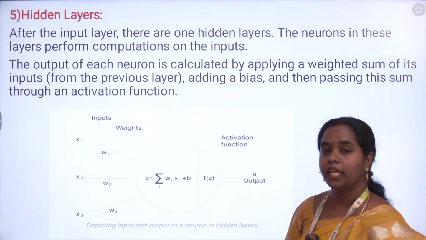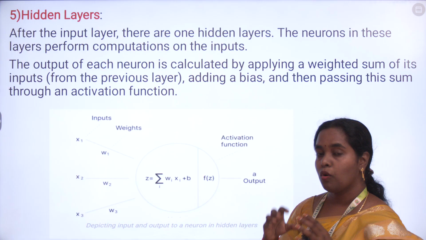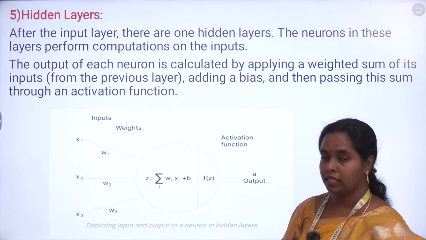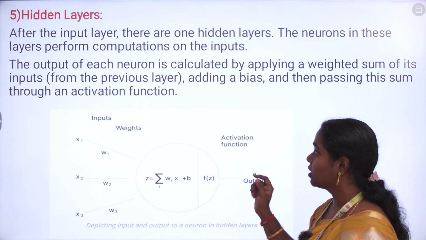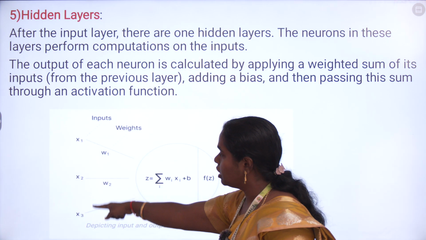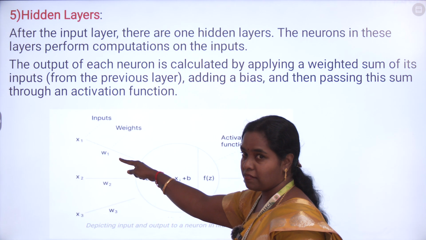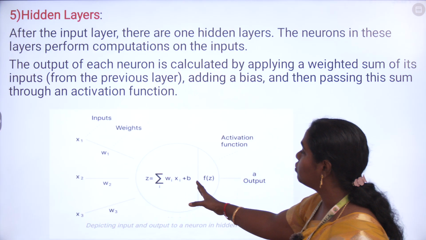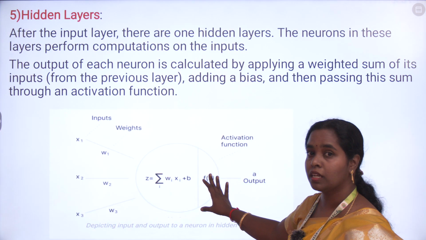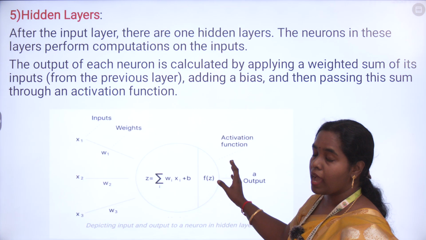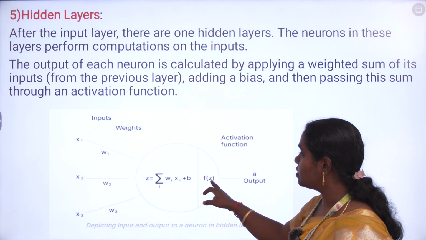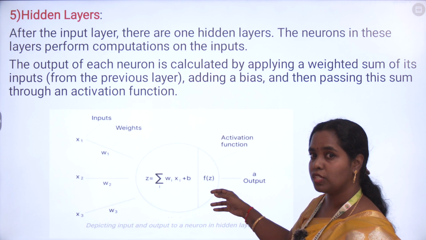Next one is the hidden layer. We have to see how the input layer communicates with the hidden layer. So here we have the inputs and the weights, and finally it will enter into the single hidden layer. After that we have to find the activation function. So f of z is the output of the activation function.